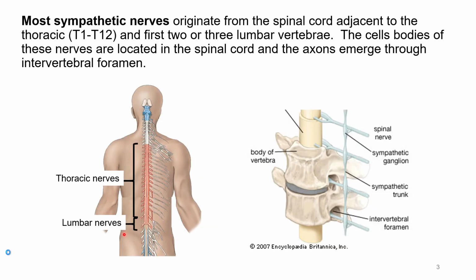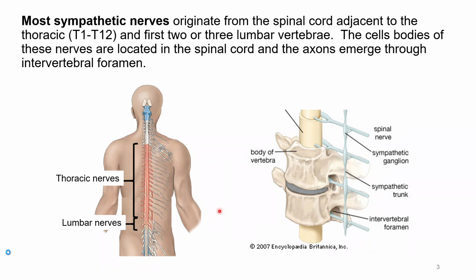So here we have two diagrams of the anatomy of the sympathetic nervous system. The sympathetic nerves originate in the spinal cord at the level of the thoracic vertebra and either the first two or first three lumbar vertebra. The cell bodies for these sympathetic neurons are in the spinal cord, and the axons of these are going to project out of the spinal cord through these holes here that are called the intervertebral foramen.